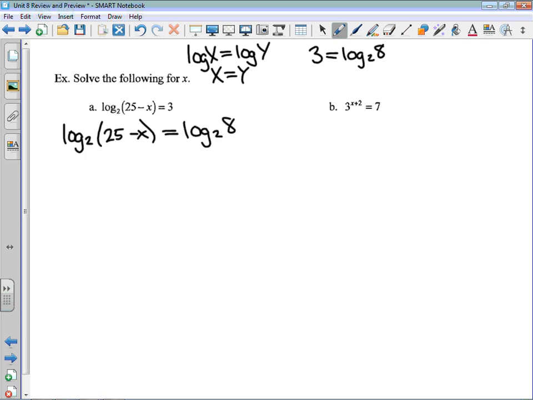And now that I have that log base 2 on each side, the argument of the left-hand side must be equal to the argument of the right-hand side. To solve this, I would subtract the 25. I get that negative x is equal to negative 17, so x is equal to 17. Now, one of the things that we will get into more in the notes is you cannot take the logarithm of a non-positive number. It is always worth checking if your solution would cause that. If I put 17 back into the original expression, I would get log base 2 of 8 is equal to 3, which is true.